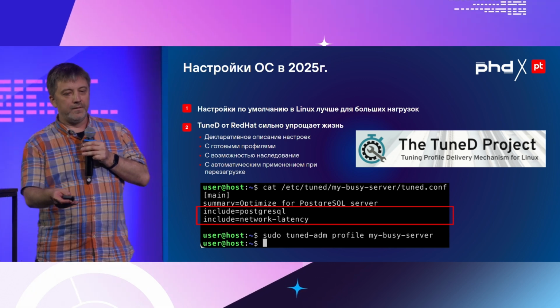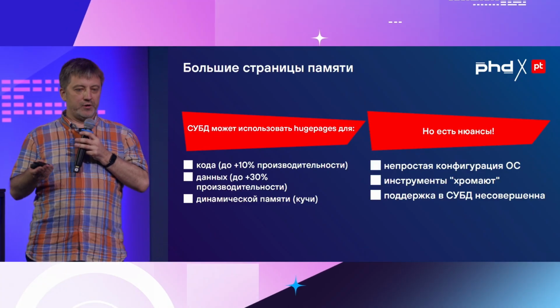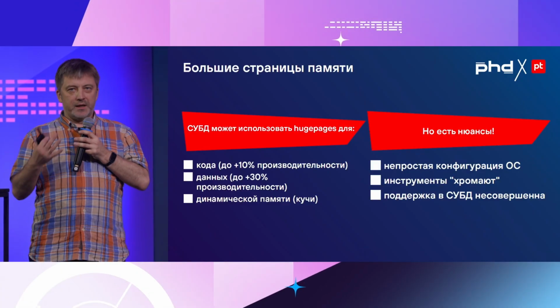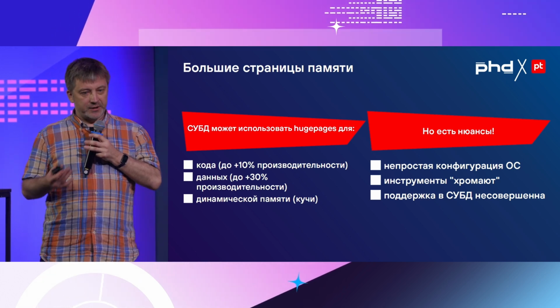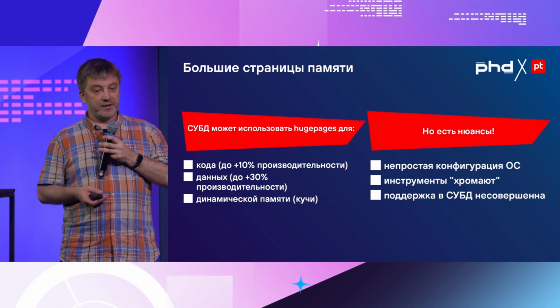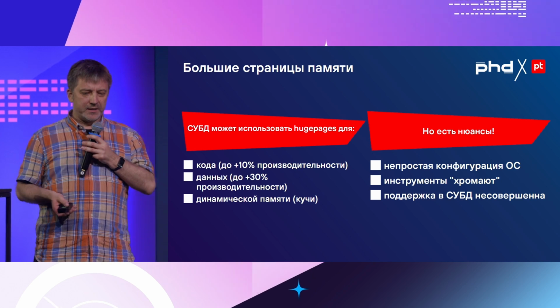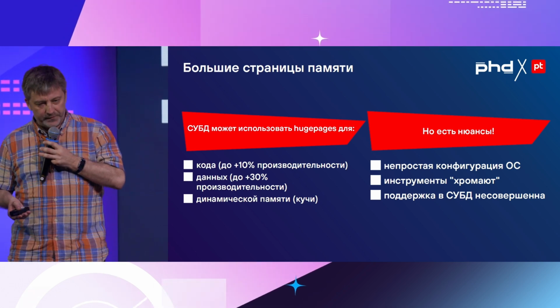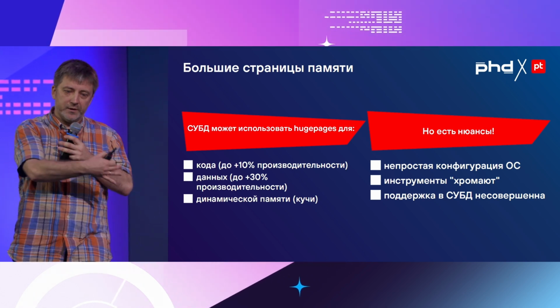So one important thing, those of you who don't know that, please use it. I'd like to speak a bit in more detail about large memory pages, because it's something that TuneD doesn't support. The database can support huge pages, firstly for the code of the server, and they can be used for data. And in our tests, we get up to 30% improvement in performance, and also for dynamic memory for the heap. And any database allocates different memory buffers. They can be quite large, for instance, for data sorting.